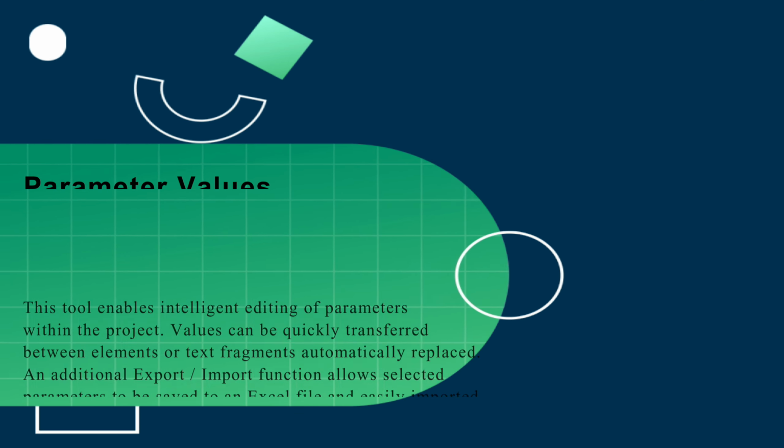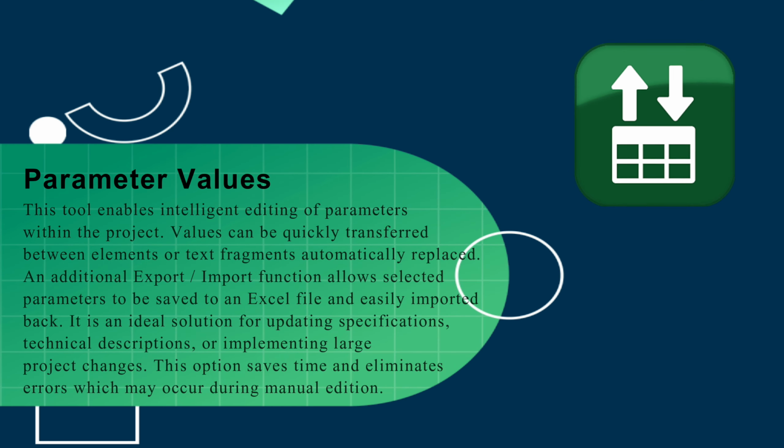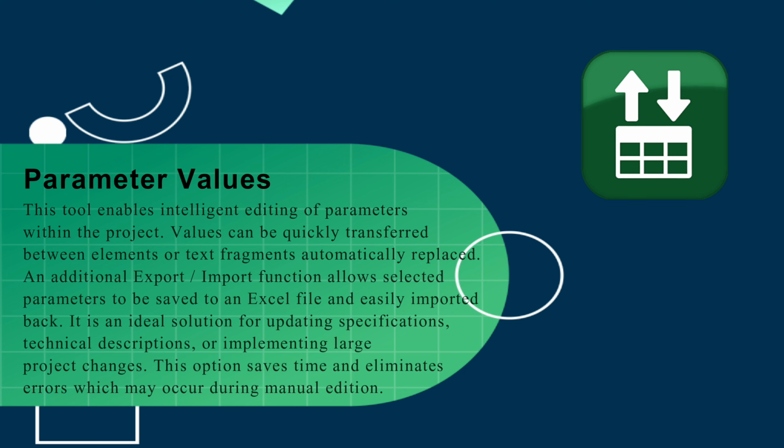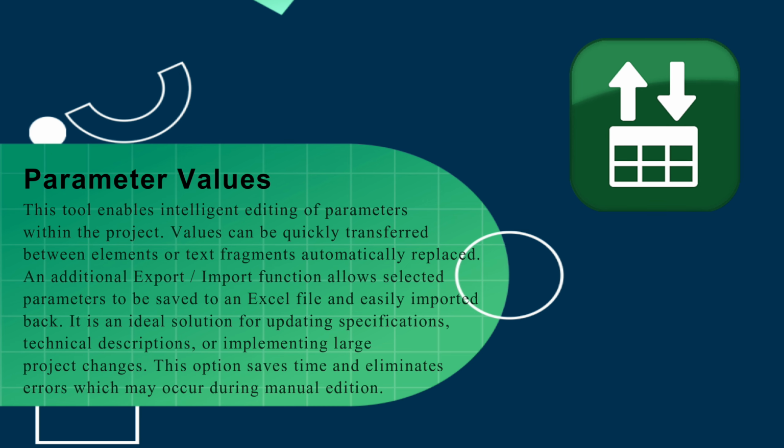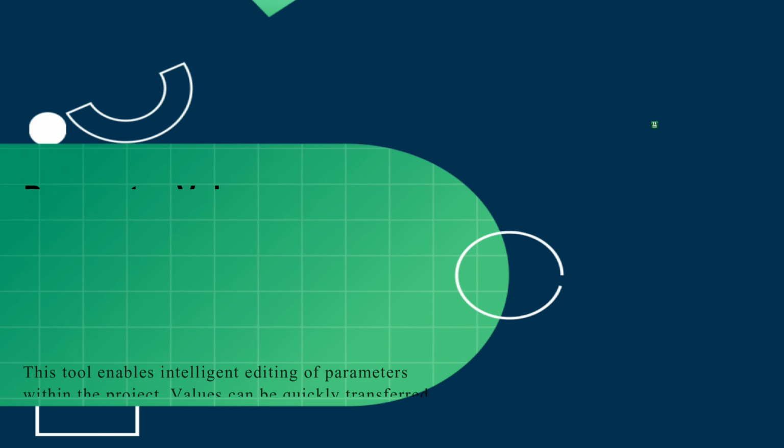Parameter values. This tool enables intelligent editing of parameters within the project. Values can be quickly transferred between elements or text fragments automatically replaced. An additional export/import function allows selected parameters to be saved to an Excel file and easily imported back. It is an ideal solution for updating specifications, technical descriptions, or implementing large project changes. This option saves time and eliminates errors which may occur during manual edition.